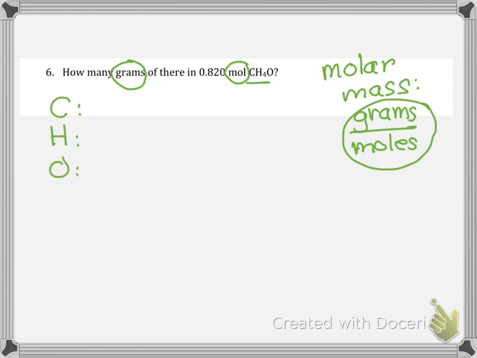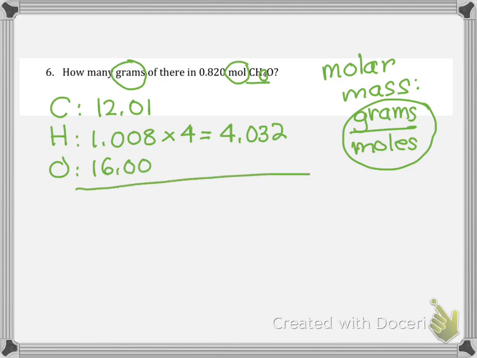And I would use the periodic table. So carbon is 12.01. Hydrogen is 1.008, and it's going to be times 4, because I have 4 hydrogens here. And then oxygen is 16. And I'm going to add those 3 numbers together. So I didn't multiply the carbon and the oxygen by anything because there was only one of them in the formula. And I get 32.042 grams per mole.